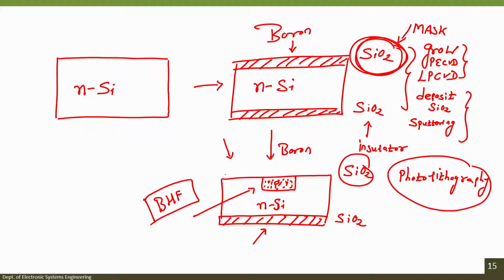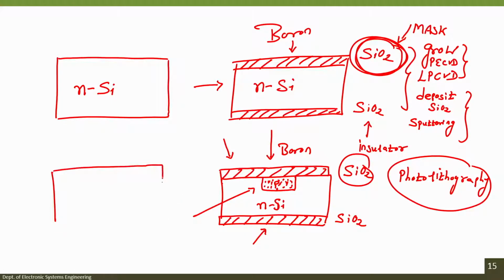The next step would be to grow a silicon dioxide layer like this, and then I will create a window. I will create a window to take out the contacts. So, like this, and from the back side like this.